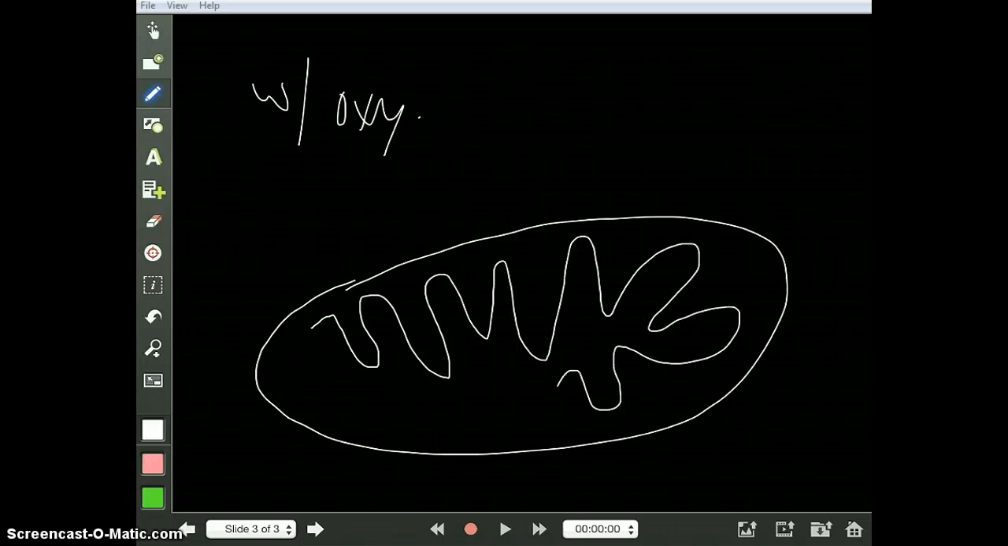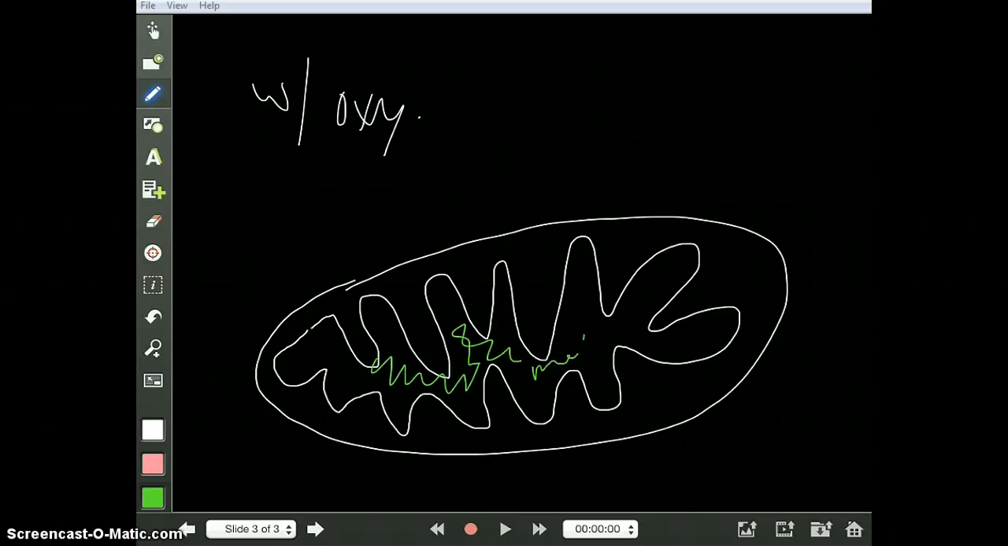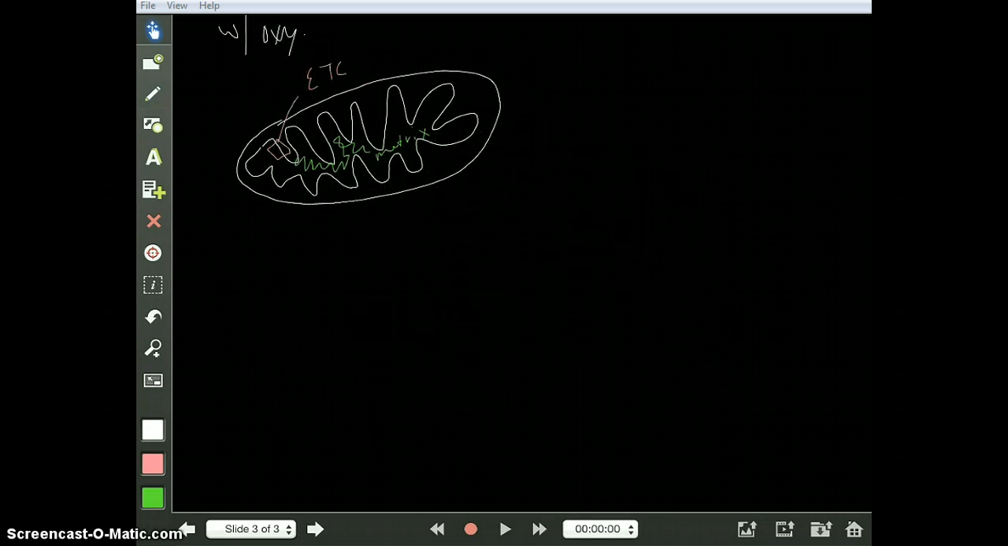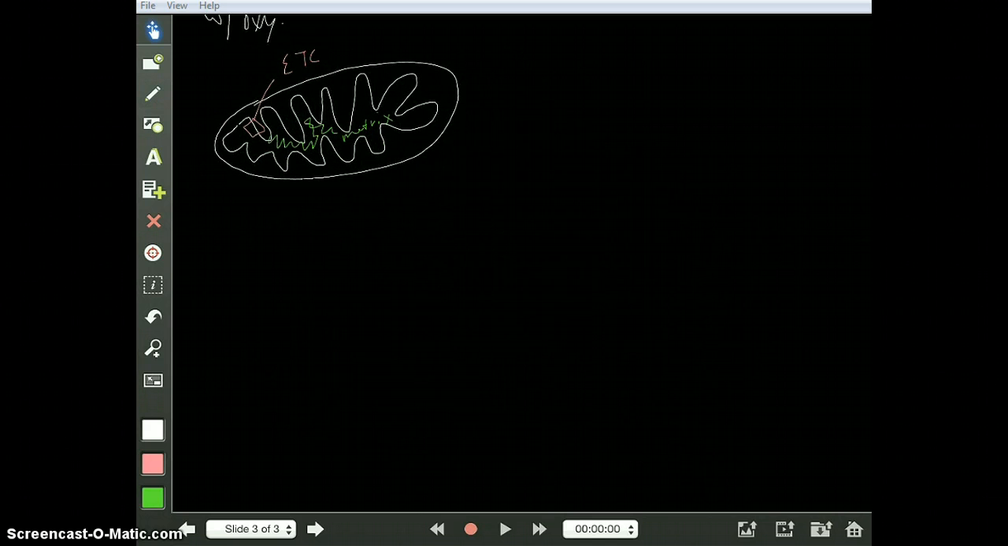Or the inner mitochondrial folds, all known as the cristae. So inside here, that's where we're going to see the Krebs cycle, and in that inner membrane called the cristae, you are going to have the ETC.